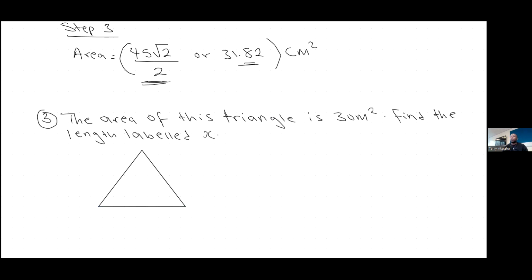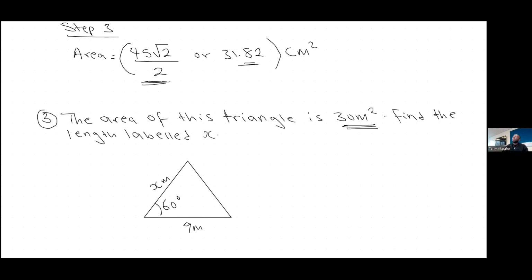So this is the triangle we have. Here is X, and here is 9 meter. Then it's clearer. This is 9 meter, and the angle here is what? 60 degrees. We're told that the area of this triangle is 30 meters squared. We're given the area and we are told to find the length.